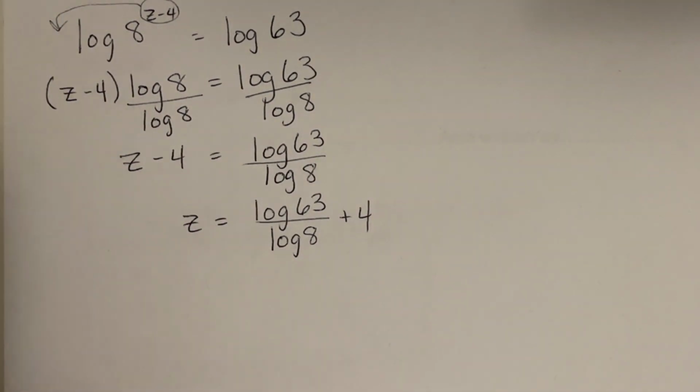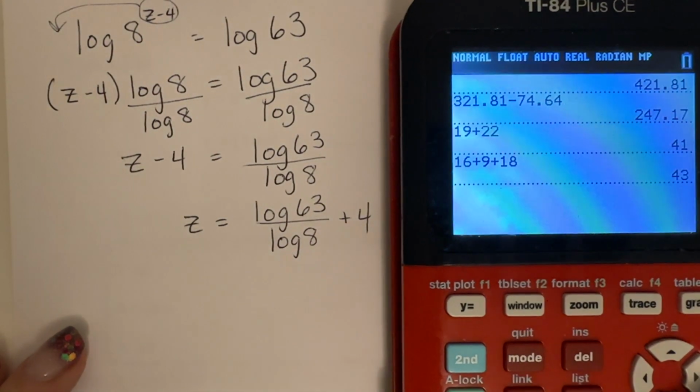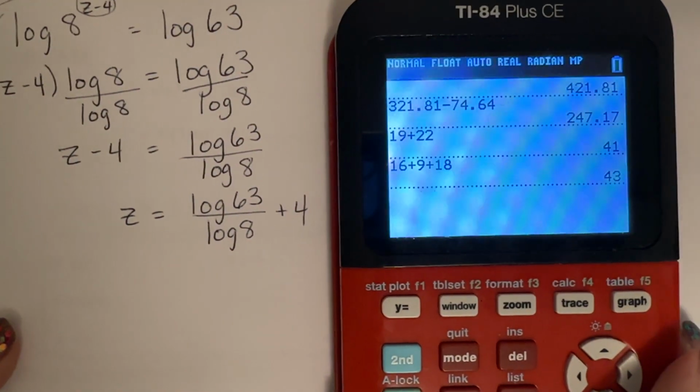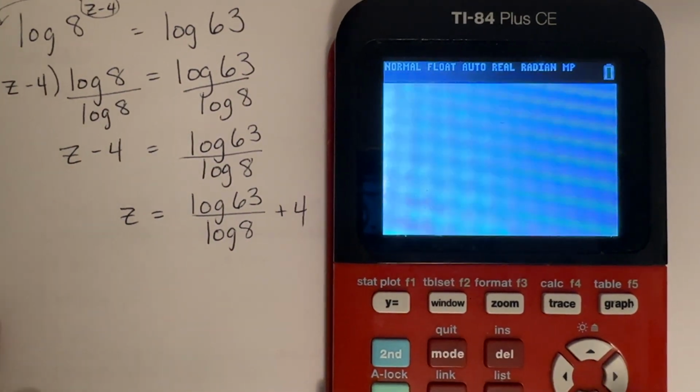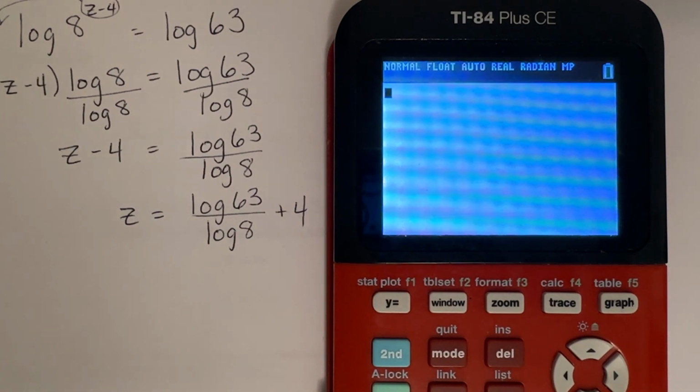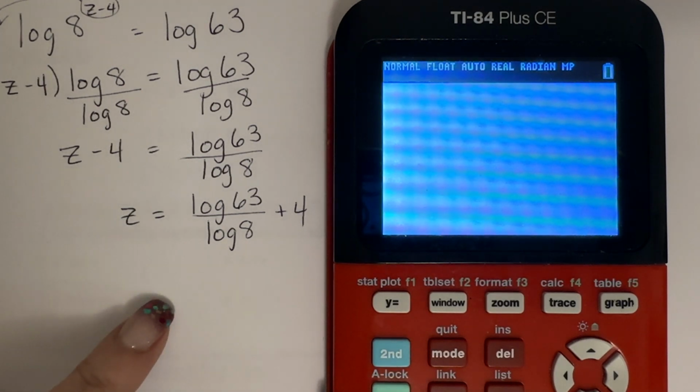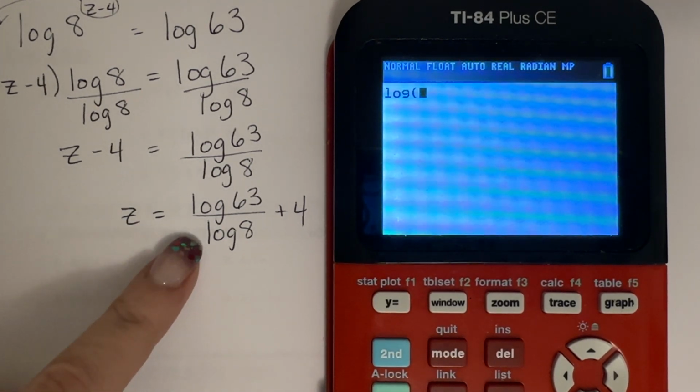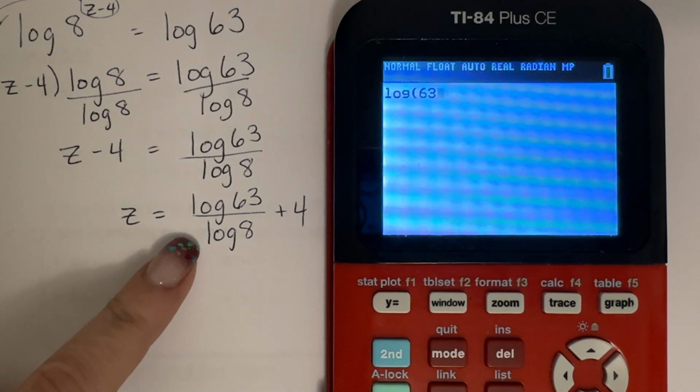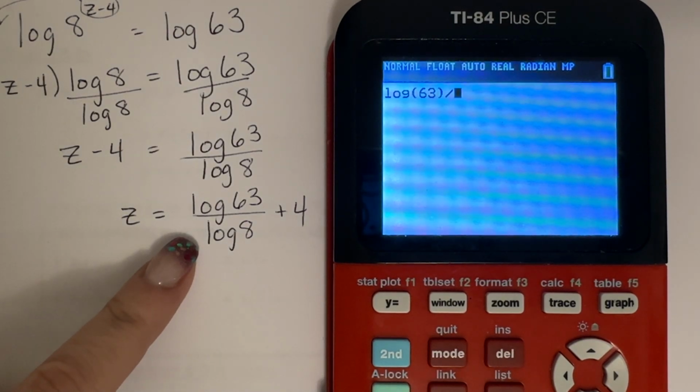So now let me come over here. Let me grab my calculator, put it where you can see it. Okay. So if you have the smaller calculator, which is what you should be using for this, use that N over D button to make it into a fraction. I don't have that option. So I'm going to have log of 63 divided by log of 8 plus 4.